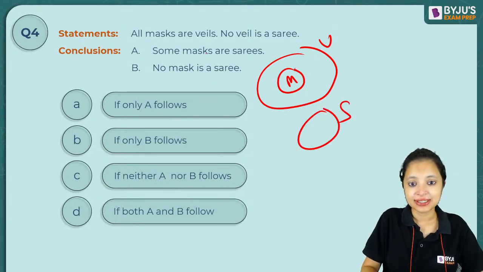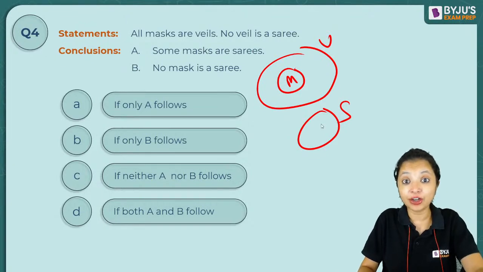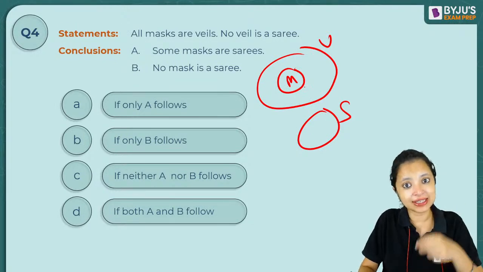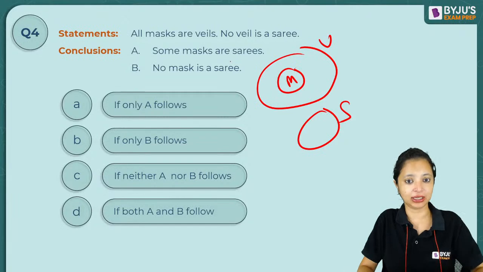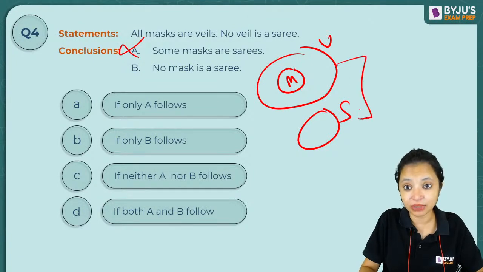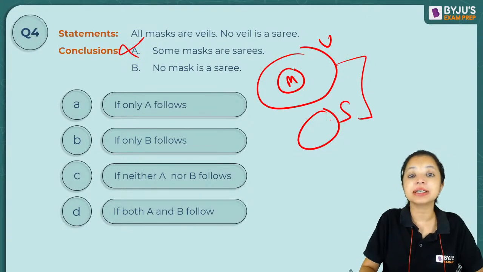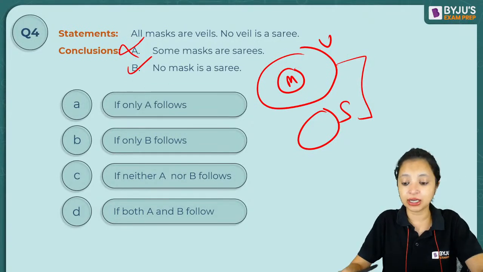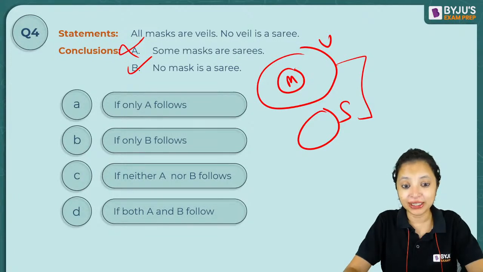The first confusion: some masks are saris. Some masks are saris is not a possibility at all. It cannot be true, because if no veil is a sari, no mask has to be a sari. You can't say some masks are saris. A is wrong. No mask is a sari is correct in the diagram that we have drawn, because if no veil is a sari, then no mask is a sari has to be true. The correct answer here is a clear B. B is going to follow.